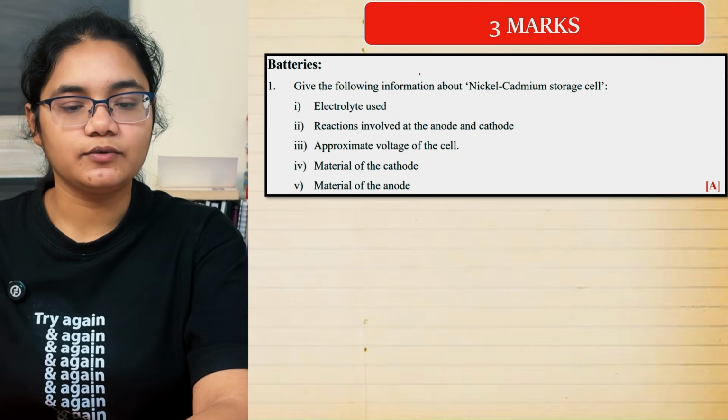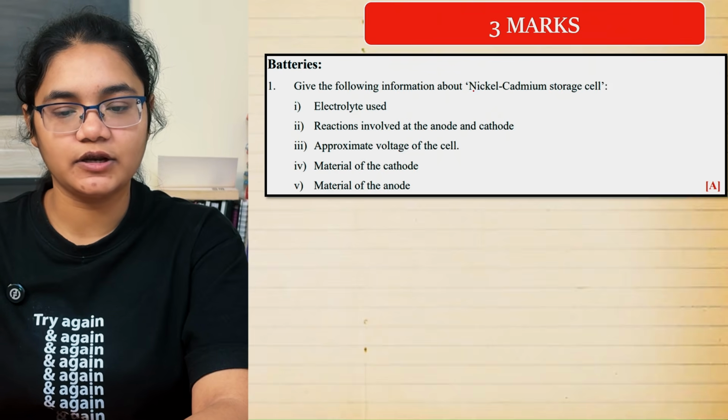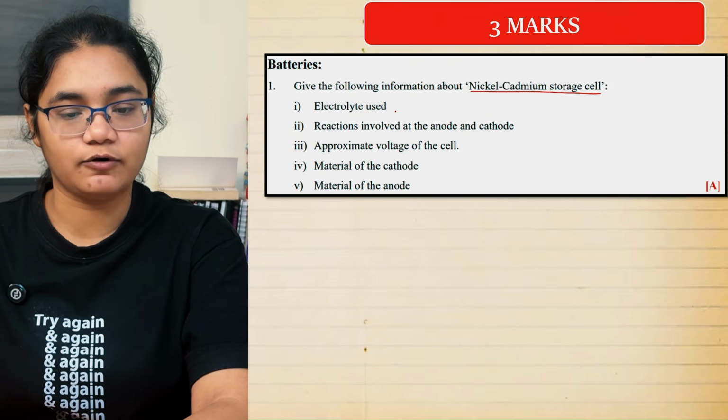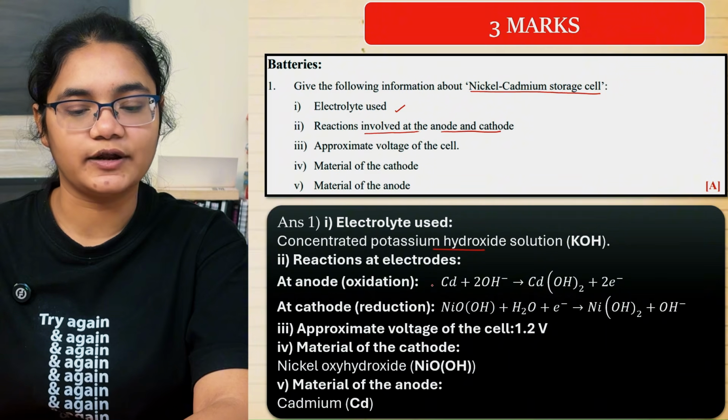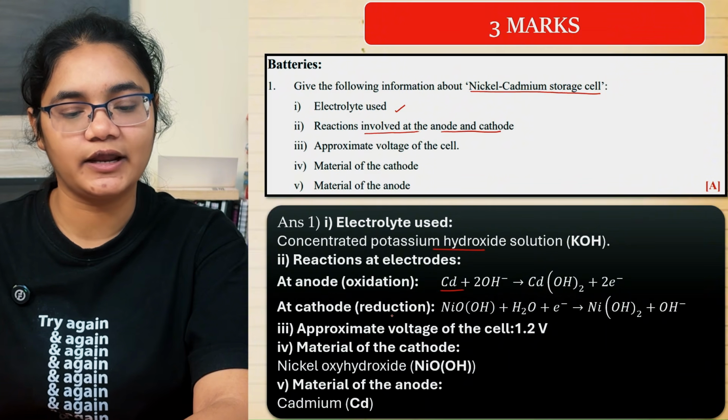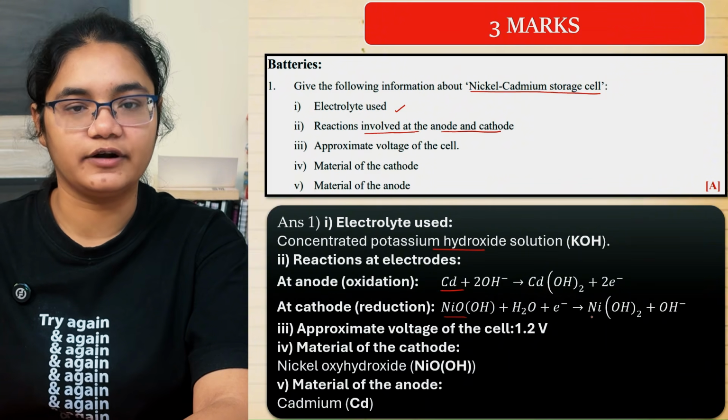Okay, next one: give the following information about nickel-cadmium storage cell. What is the electrolyte used here? Concentrated potassium hydroxide is used. Reaction involved at anode and cathode: at the anode, cadmium undergoes oxidation, and at the cathode, nickel undergoes reduction.